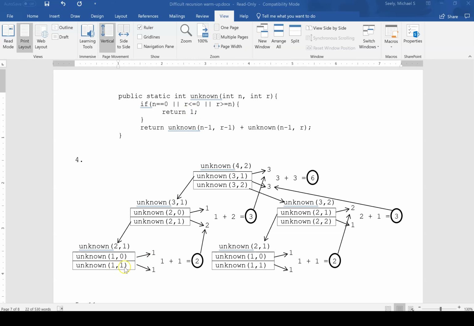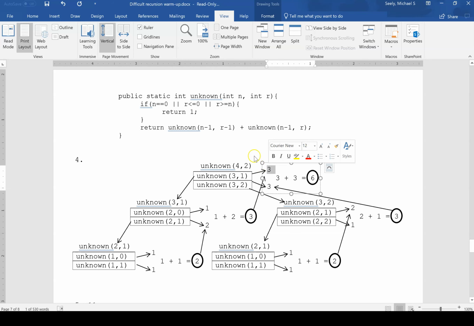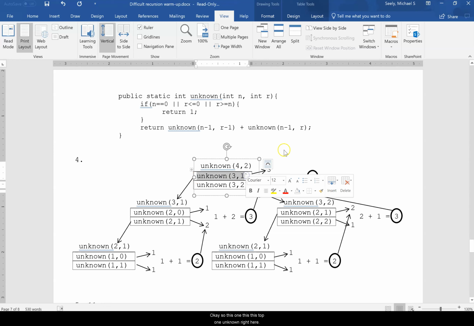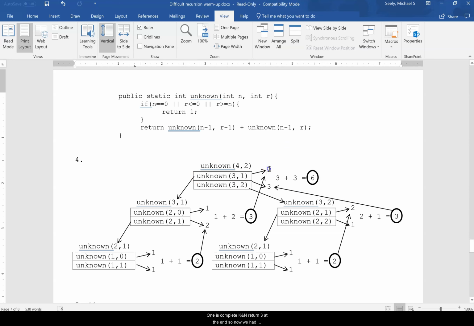And then 1 comma 1, 1 is greater than or equal to, so they're equal, so it does 1. So 1 plus 1 is 2. 2 gets passed up back to here, and this was already 1, so 1 plus 2 is 3. So 3 gets passed up to this one right here. So this top one, unknown, that one is complete. And then return 3 at the end.